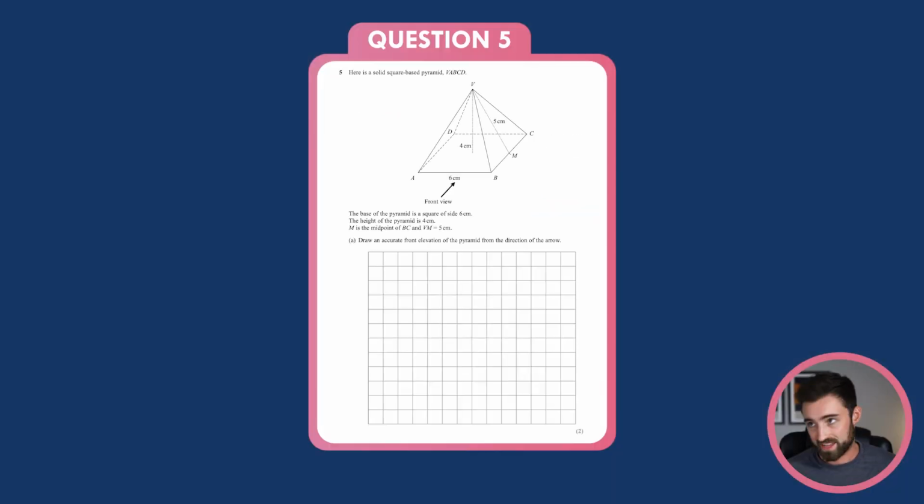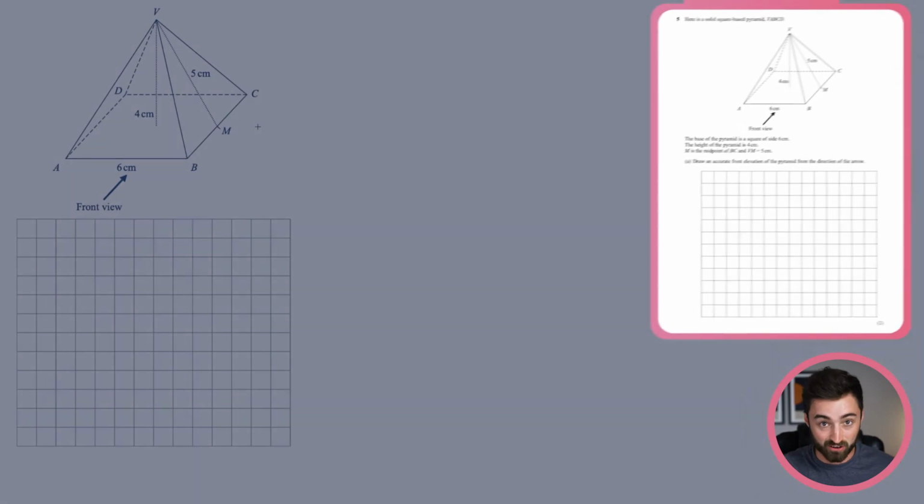5. Here is a solid square-based pyramid, VAPKD. The base of the pyramid is a square of side 6. The height of the pyramid is 4. M is the midpoint of BC and VM is 5. Okay, draw an accurate front elevation of the pyramid from the direction of the arrow. Let's get this diagram up here.